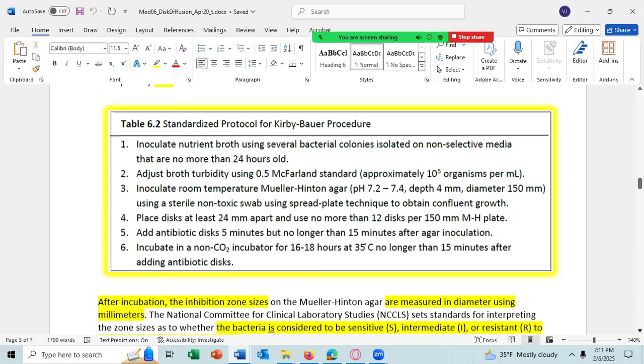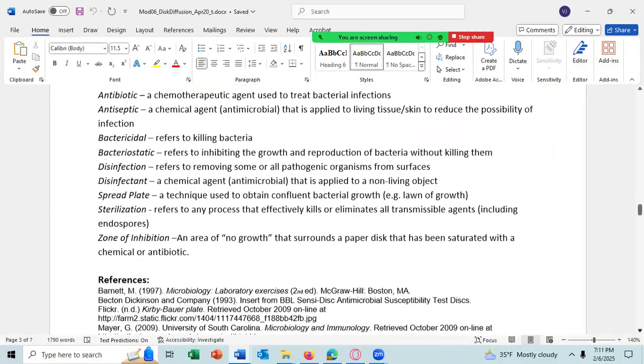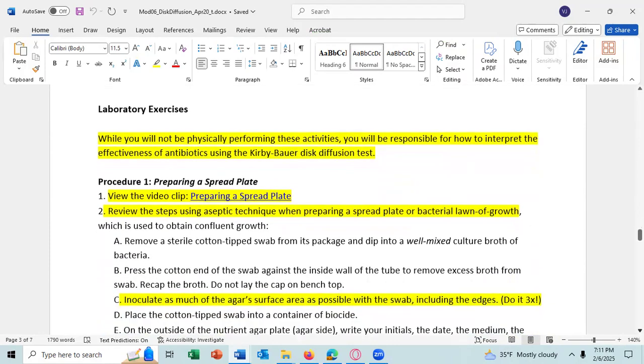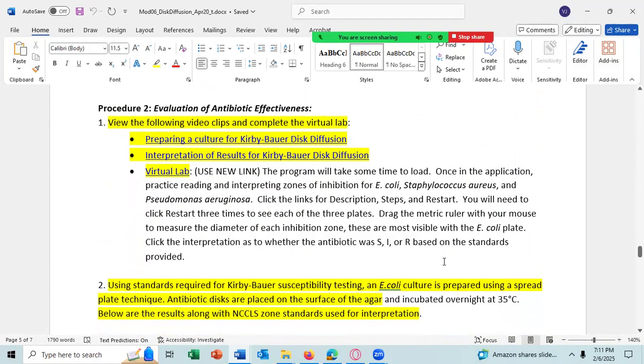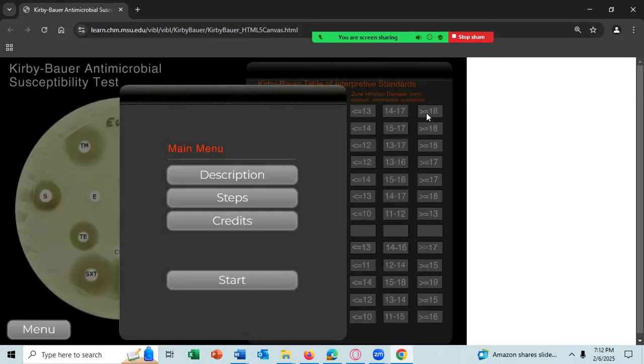Any question about any of that? All right, then view the following video clips. Preparing a culture for Kirby Bauer disk diffusion, interpretation of the results for Kirby Bauer disk diffusion, and then the virtual lab. Let's click on that and open it. If you have a slow internet connection, this may take time to download. I've got a fairly quick internet connection.